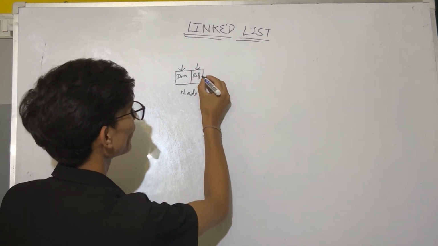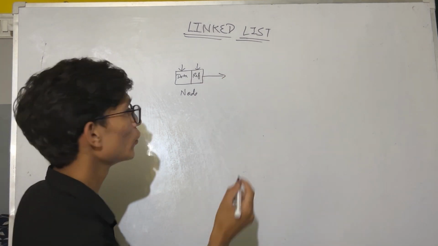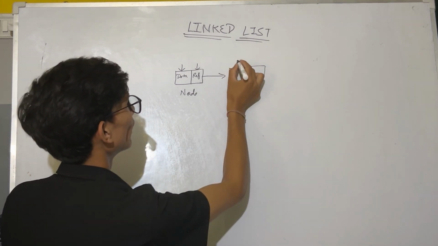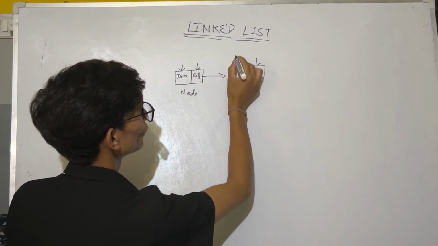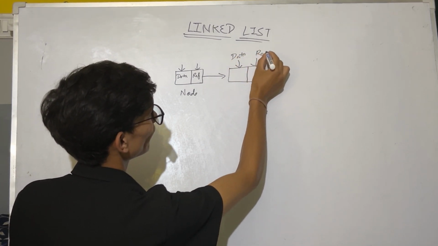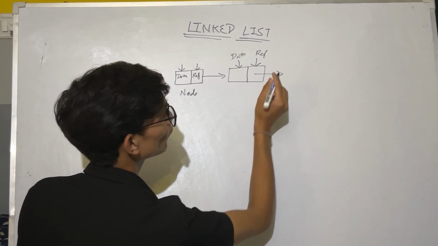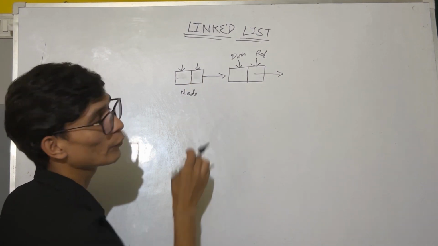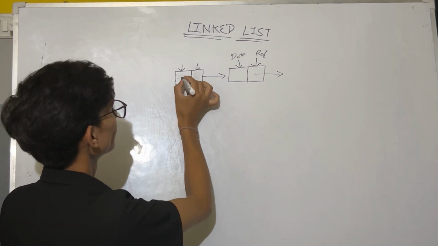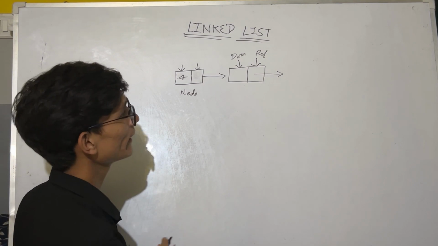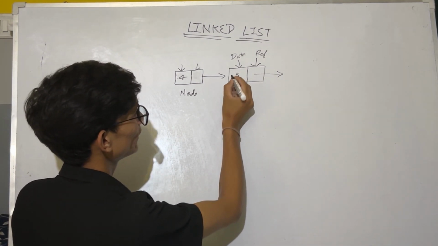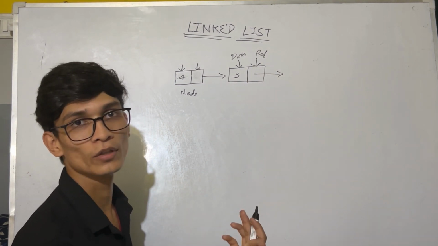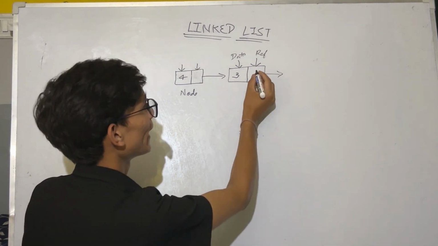This reference will point to another node which is here, and likewise this node will also store a data value and a reference. The reference will be of another node. Data can be anything. For now we are storing integers, so let's assume 4 is stored inside this one and 3 inside the other. This part will store a reference to the next node. If there is no other node, it will just store null.